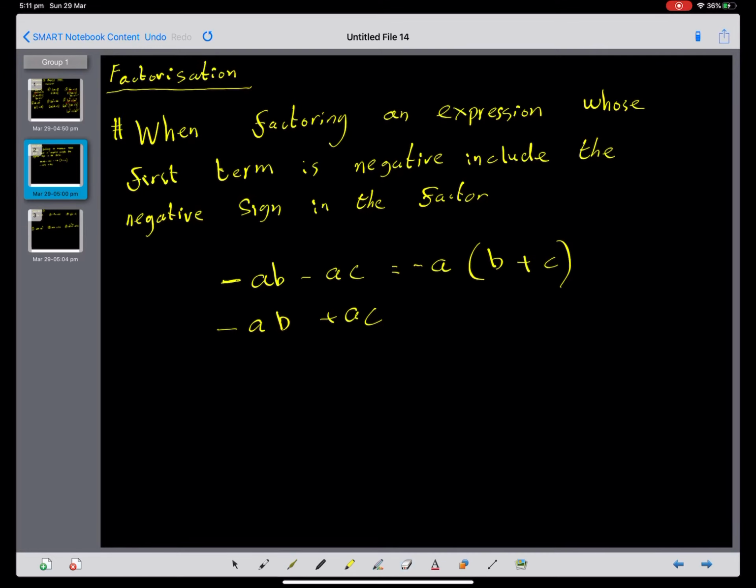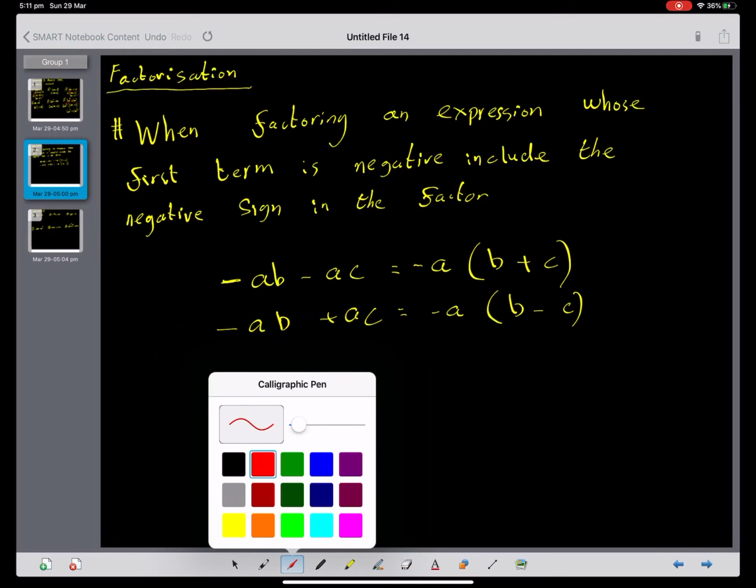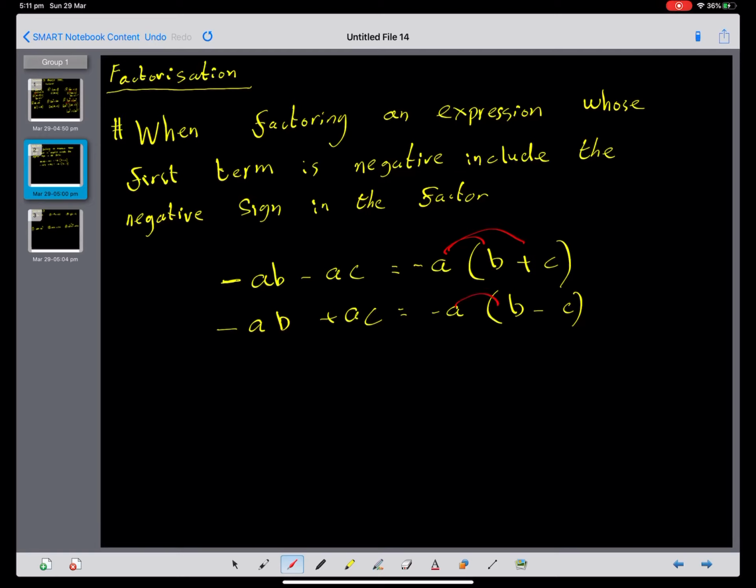You can pause the video and do it yourself. Okay, so you should have done that now. Let's take negative a out, and we're left with b negative c. And we can expand that to show that we have the right solution. So let's expand, and we should get the original answer. Okay, so we know that both of those are correct.